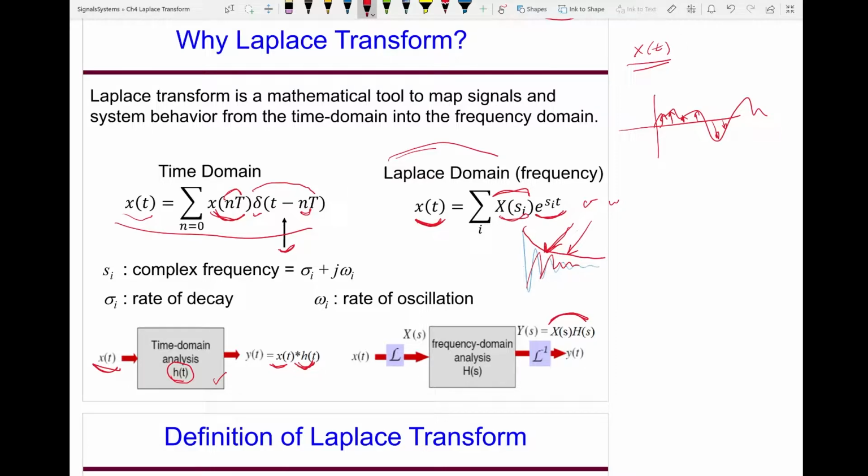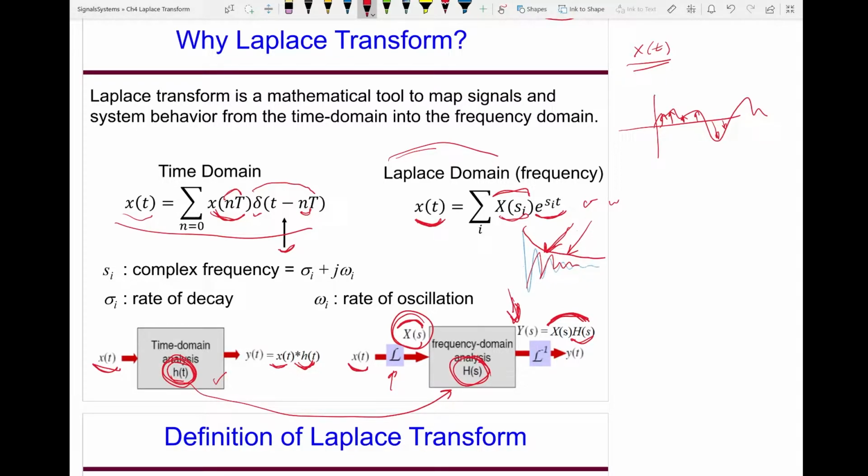Now it's a multiplication. So first we take the signal in the time domain, we do the Laplace transform, we find it in the frequency domain. Same thing, we take the impulse response h of t, we do the Laplace transform, we get h of s. Now this we call the transfer function. Then what is the output in the Laplace domain? It's just a multiplication of x of s with h of s. Okay, so we got y of s.